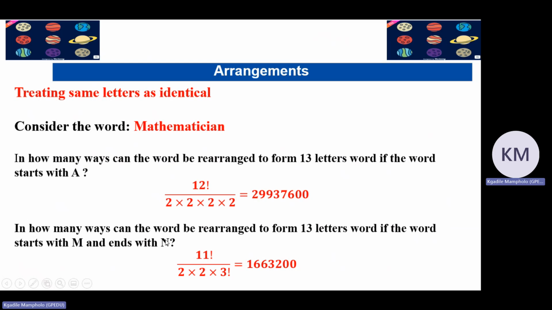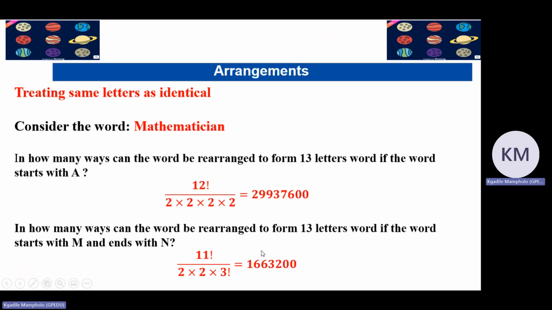In how many ways can the word be rearranged to form a 13-letter word if the words start with M and end with N? Still treating same letters as identical. So we say 1 times 1 times 11 factorial because now M and N will be fixed. So it means we'll play around with 11 letters. Since M is fixed, M is not repeating because we'll be remaining with 1 M. So here only T will repeat, I will repeat, and A will also repeat. That's why I say 3 factorial.